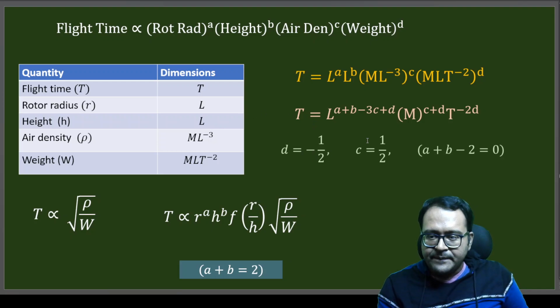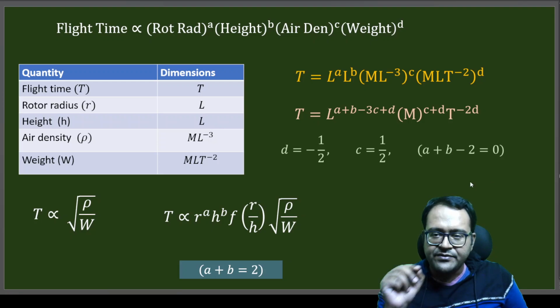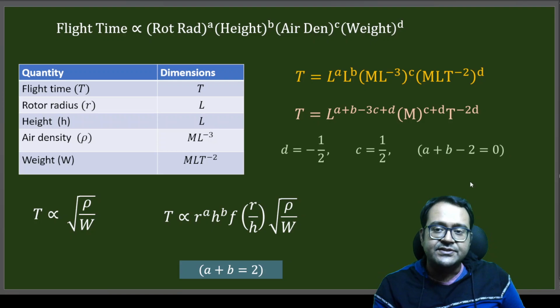What do we get? We get d equals minus half from here, and from the dimension of M we get c equals half, but we cannot get the exact analytical values of a and b from the dimension of L. We can only get a plus b minus 3c plus d equals 0, because we don't have L on the left hand side. So using these two values, we get a plus b minus 2 equals 0. So the only information we can get by dimensional analysis up to this point is that a plus b will be 2.